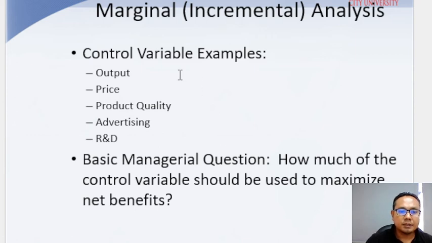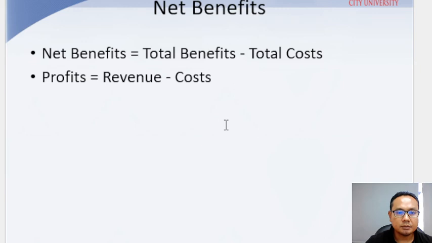So there are lots of control variables involved in marginal analysis, for example output, price, product quality, advertising, R&D. And a basic managerial question is how much of the control variable should be used to maximize net benefit. So in order to get this net benefit, you have to use this: net benefit is equal to total benefit minus total cost.